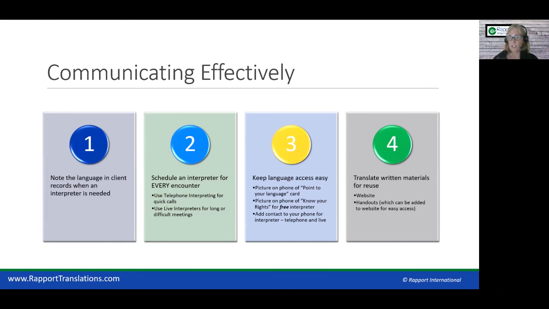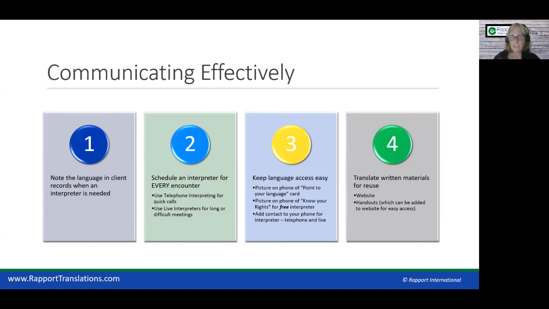You want to have an interpreter for every encounter, even making a delivery to the person, like Meals on Wheels. And if you're telling the English speakers that they're getting 2 meals for today because there's a snowstorm coming tomorrow, you want to tell your people who don't speak English so they understand what's going on. And again, you might be able to have information that's packed with the meal that goes right on.